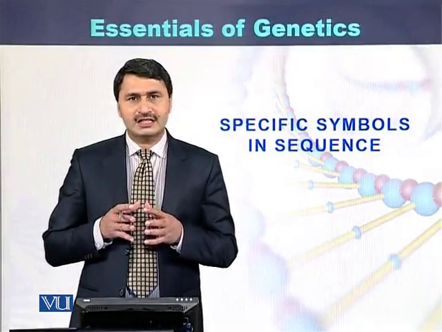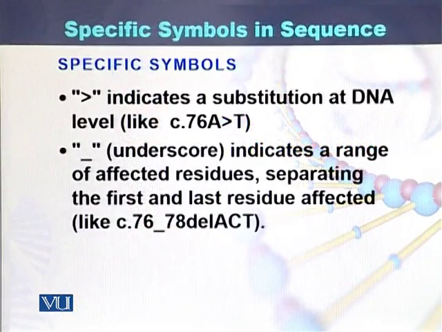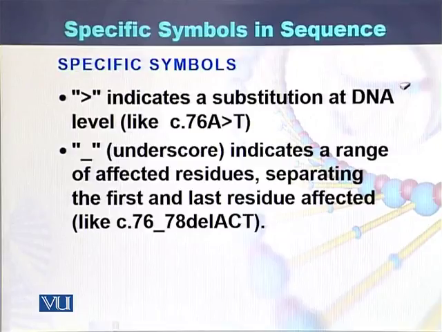Specific symbols in the sequences. There are specific symbols which are used to show or to mention the changes at DNA, RNA or protein level. At DNA level, if there is a substitution from one nucleotide to another nucleotide, it is mentioned by this symbol.